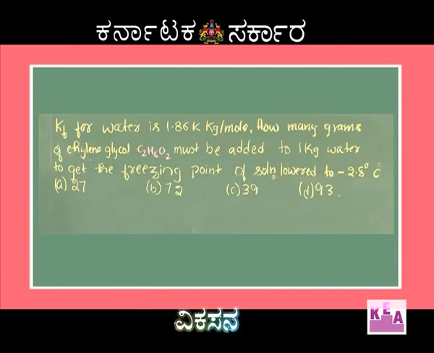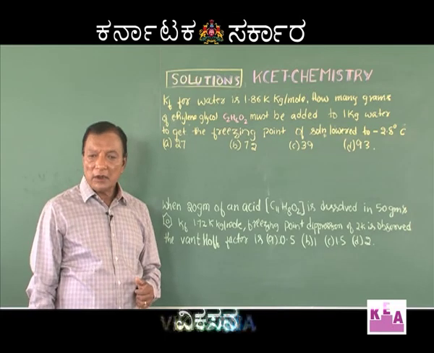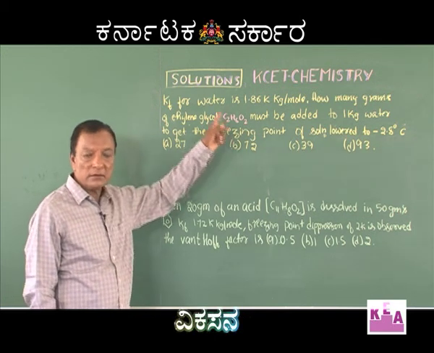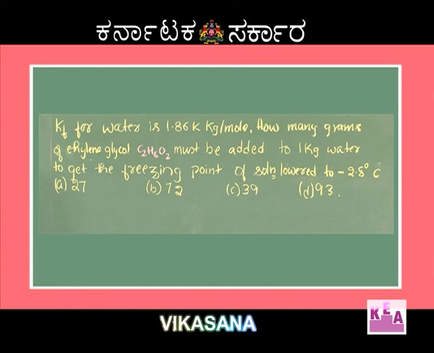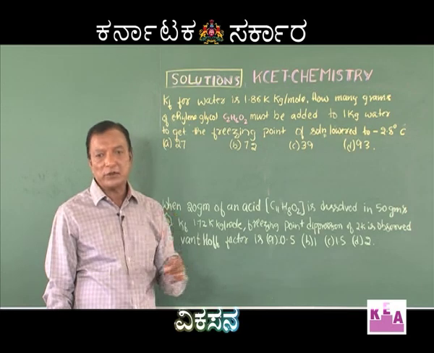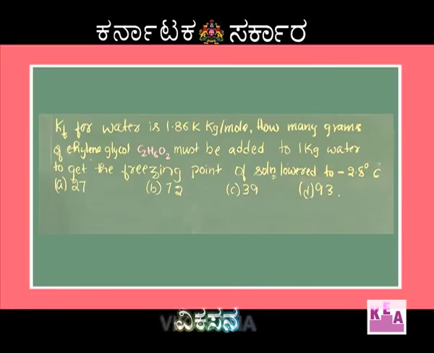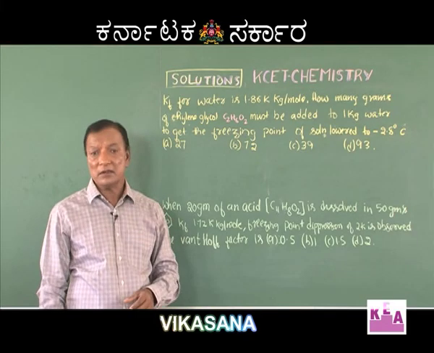One more example we take here. Kf for water is 1.86 Kelvin kg per mole. Kf, the molar depression constant, shows per mole of the substance in 1 kg solvent how much depression is observed in the freezing point. Kf is 1.86 for water. It depends on the solvents.